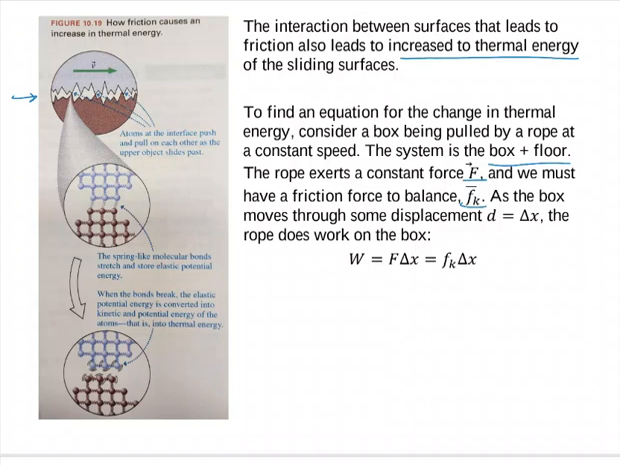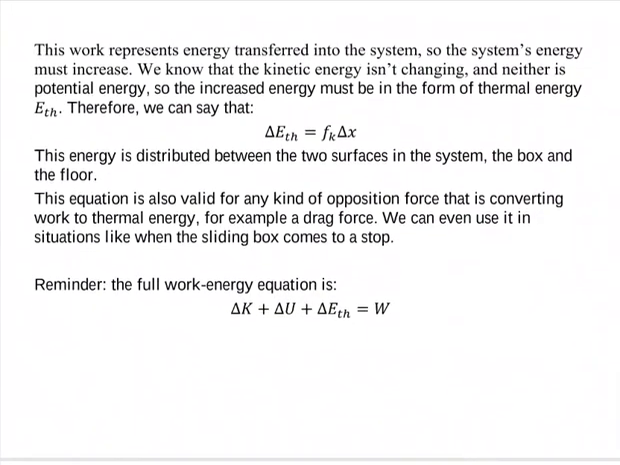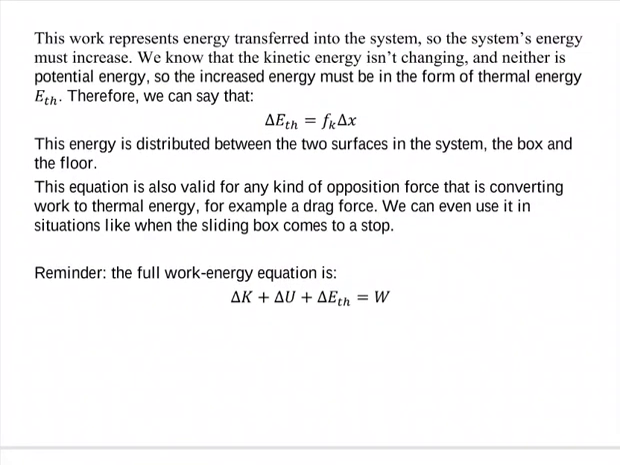So we have this equation now here. Work equals F times delta X equals F sub K delta X in the other direction. So there you go. The work represents energy transferred into the system, so the system's energy must increase. Because we're doing work on the system, the energy is increasing. We saw that back in the beginning of the chapter.